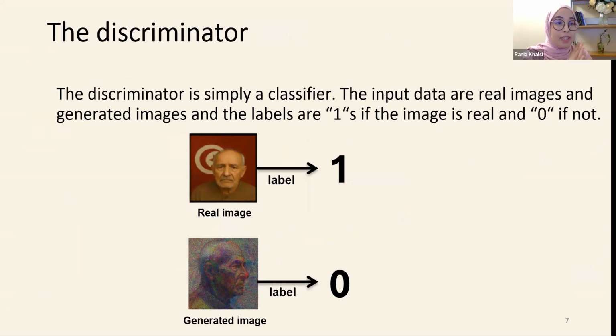So the discriminator is just a simple classifier, okay? The input data are real images and generated images, and here we have the labels. For example, if we have a real image, the label for a real image is 1, okay? And if we have a generated image, we have the label 0. So this is simple. If we have true or false, or real or fake, it means 1 or 0 as a label. So this is the main idea.